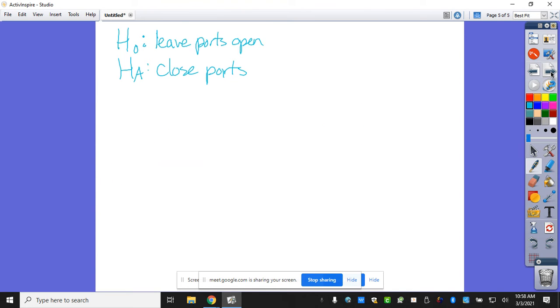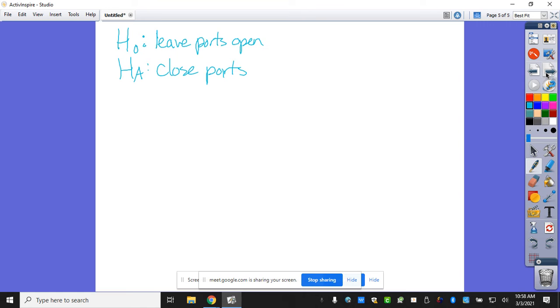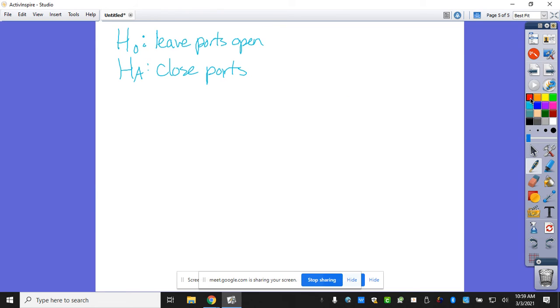So we don't have a clue at that point in time if we really should or shouldn't, because it's the unknown that is coming ahead. And especially at that point, we literally had no idea what was coming. So let's think through those as errors. So let's say it was true that we should have left the ports open. So if we should have left the ports open, but we rejected the null hypothesis, that means we should have left them open, but we closed them. So a type 1 error here would be just kind of thinking through this.